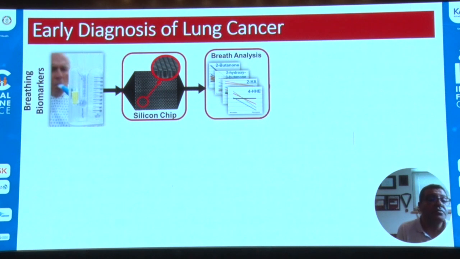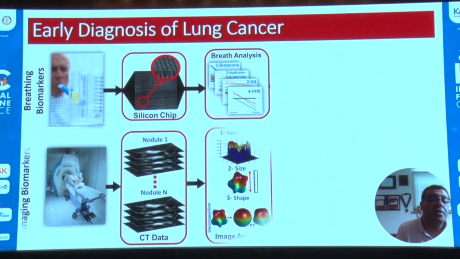This technology is based on two parts. The first part is to make an analysis of the breath, which gets what is called the breathing marker. And this mainly depends on measuring the carbon compounds in the breath.